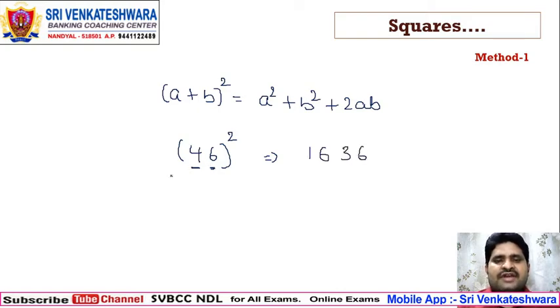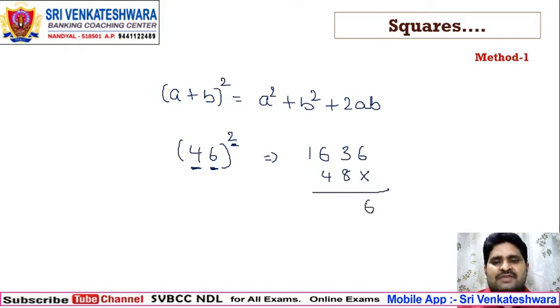After that we have to take 2ab. A into b into 2 we have to write. So 4 into 6 is 24, 24 into 2 is 48. That 48 we have to add, but by leaving the first digit, we add it to the rest of the number.